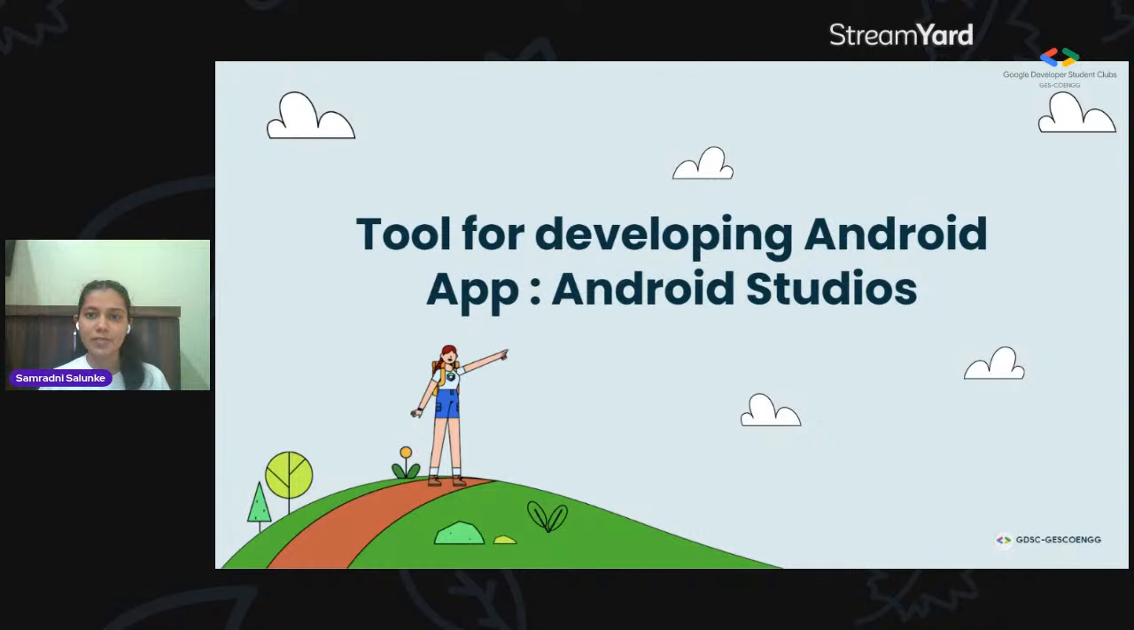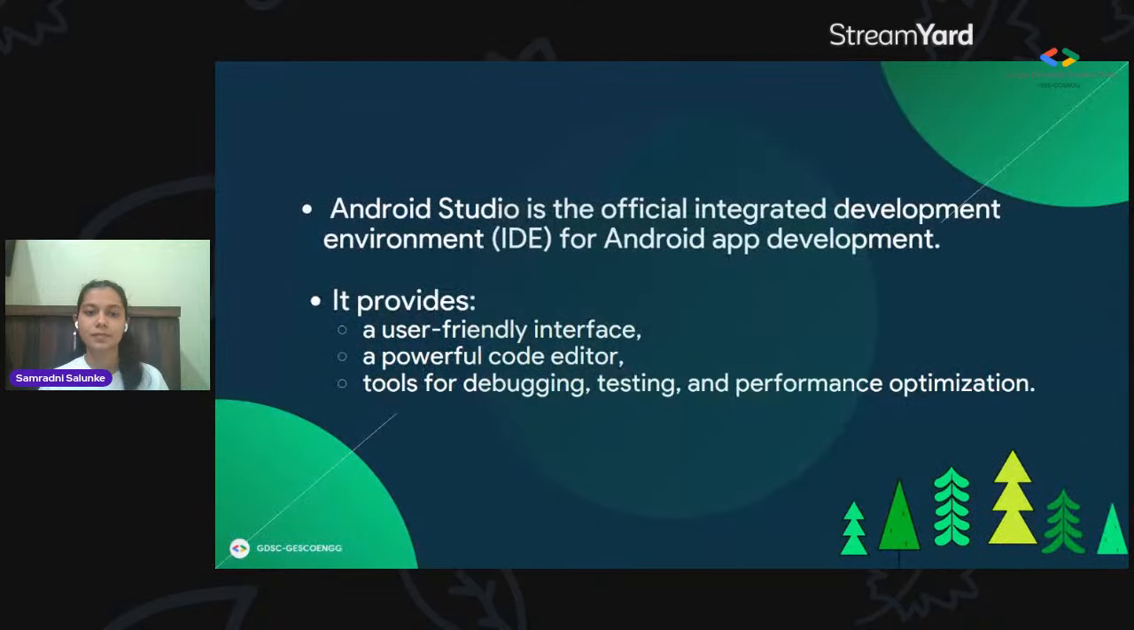So now, what are the tools for developing an Android app? Well, we have Android Studio. Now let's talk about the tool that all developers use to turn their ideas into reality. Android Studio is the official integrated development environment for app development. Firstly, it provides a user-friendly interface. Now, what is a user-friendly interface? Well, it's like a comfortable, organized workspace that you can use for building your apps. It's easy to use, just like arranging tools and materials neatly on a workbench so that you can focus on coding without getting lost. Secondly, it's a powerful code editor.